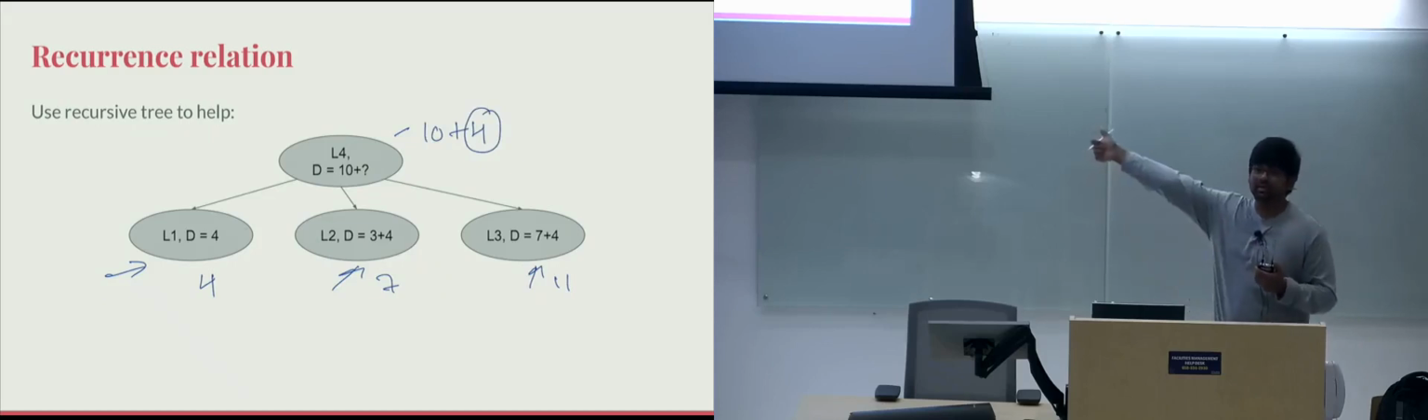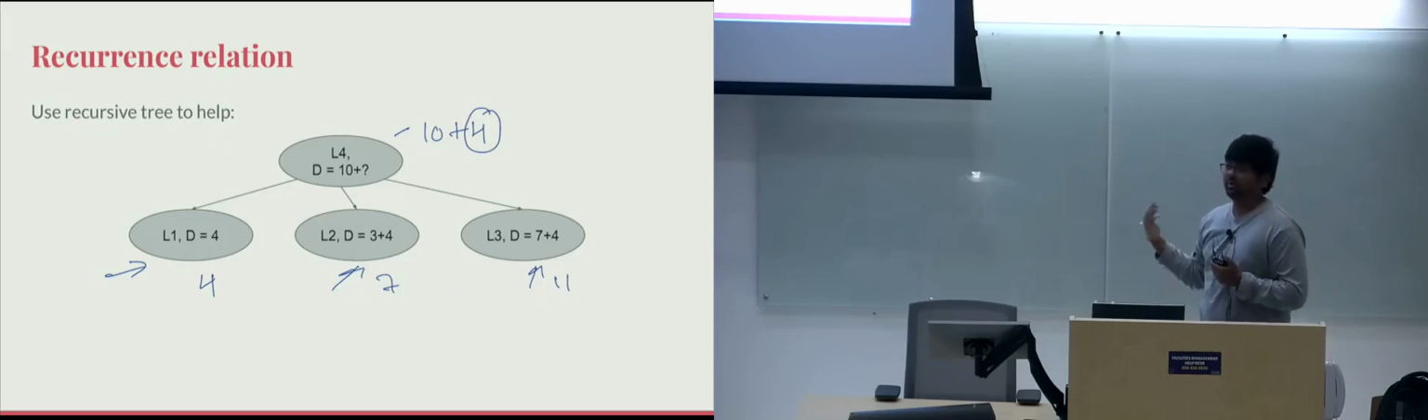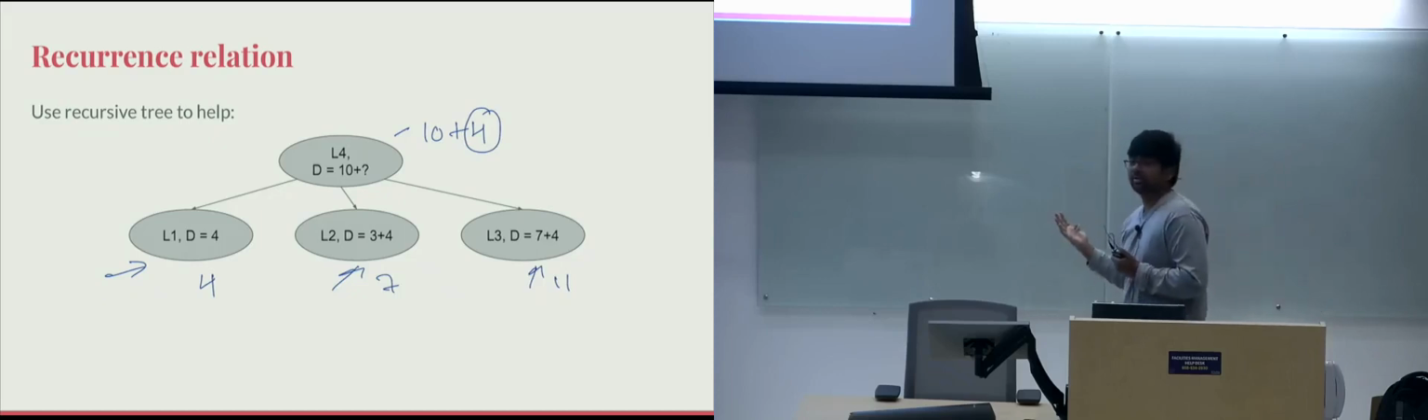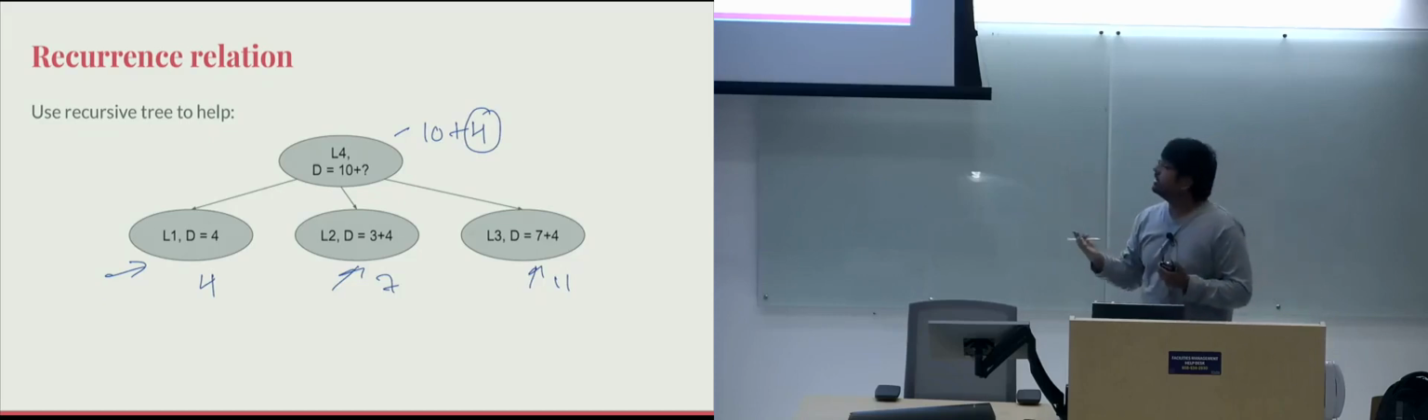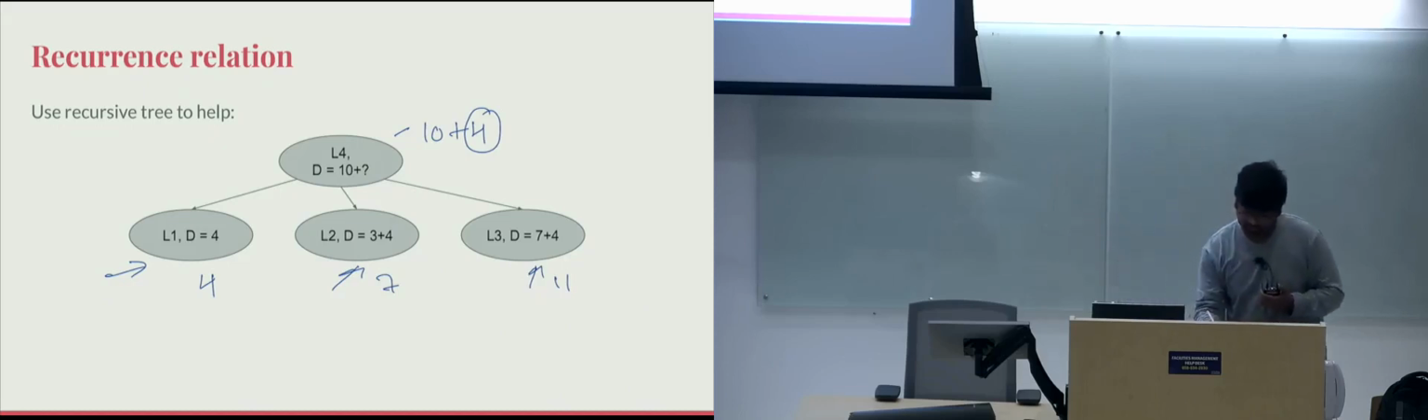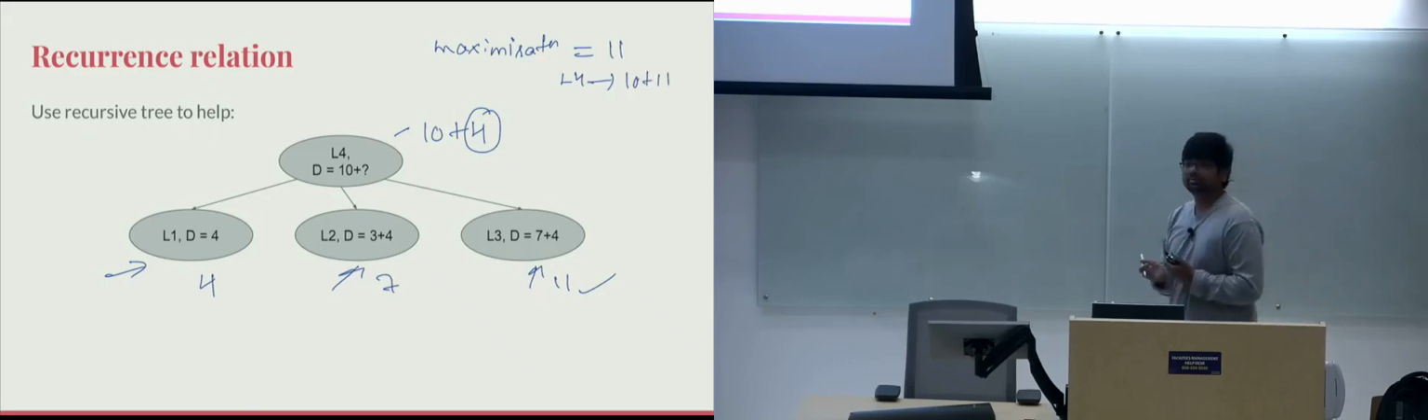Is it clear how the recurrence relation looks? Or do you want me to explain it further? In this case, we are trying to minimize, but if we were trying to maximize, then instead of min we will just do a max of that. So in case of maximization, we will choose this 11 instead, and this L4 value will look something like 10 plus 11. Got it?